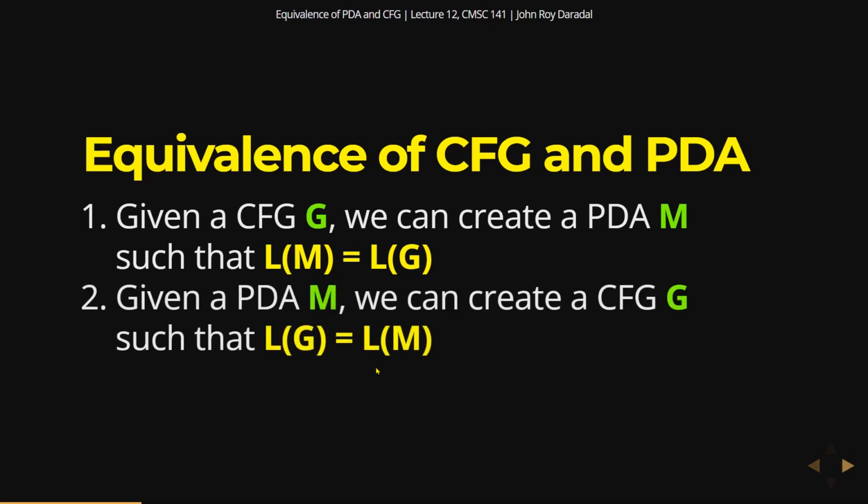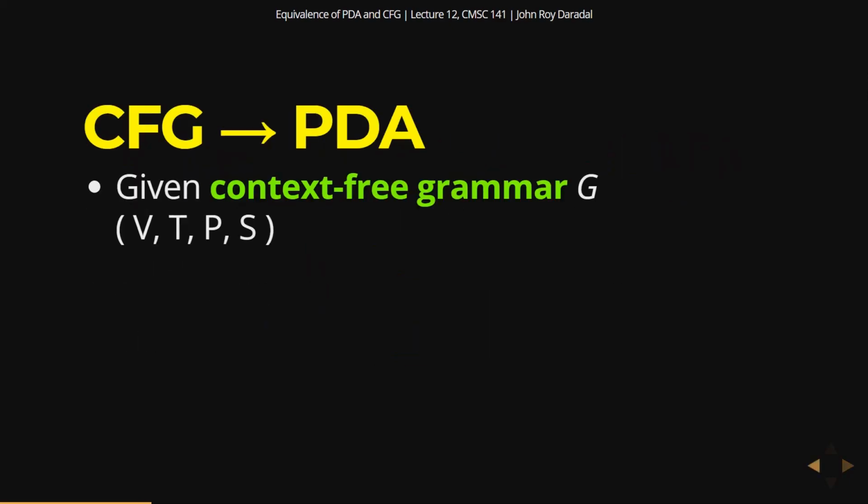Okay, or if you do it the opposite way, given a PDA M, we can create a CFG G such that the language of the grammar G is the same as the language of the PDA M. Okay, so that is the definition for the equivalence of the CFG and PDA. So let's start with the first part, which is converting a given CFG to an equivalent PDA. Okay, so this is the first part of the equivalence.